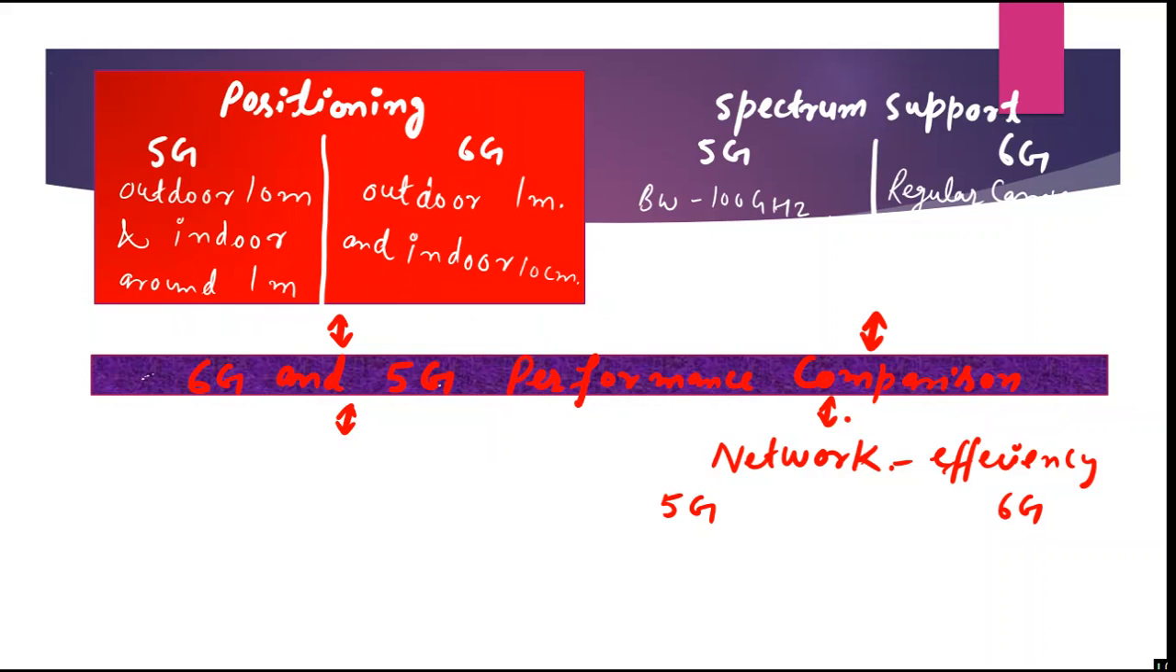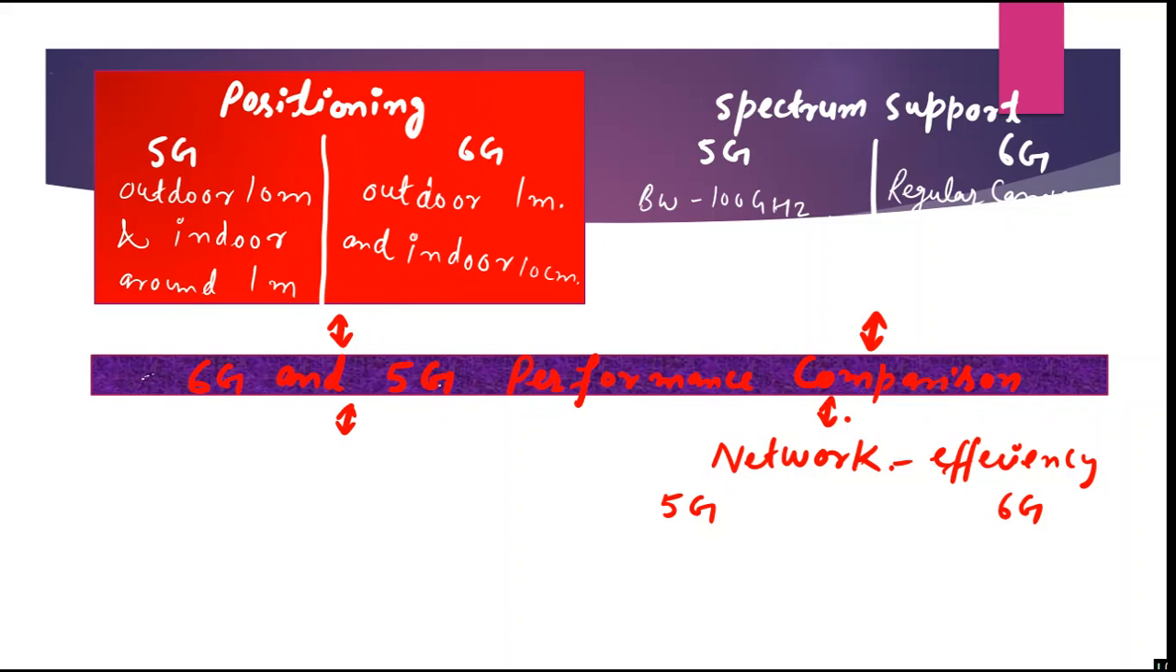positioning of the users, or finding the location of the users. In case of 5G, the users that are outdoors will be positioned within a 10-meter area, and in case of indoors, the users will be positioned around a 1 meter area. And in case of the 6G, this is 10 times less than 5G.